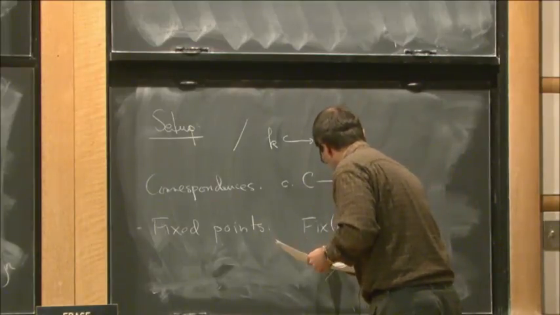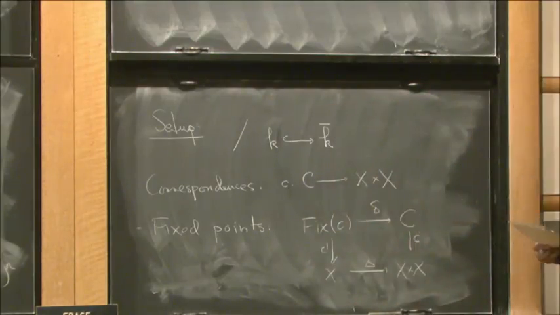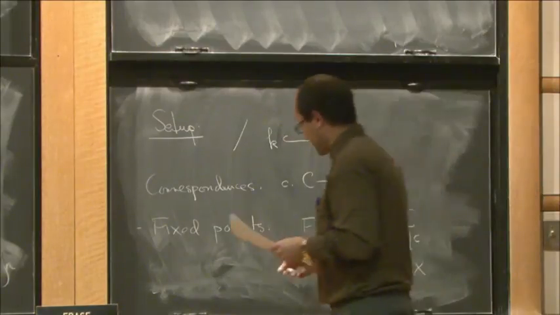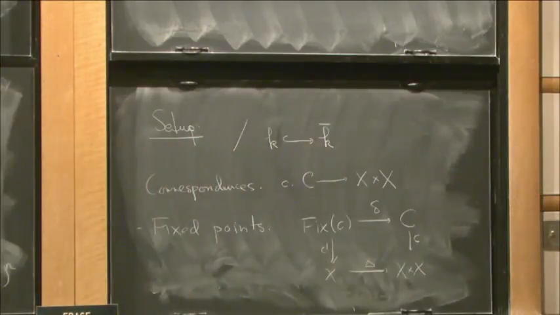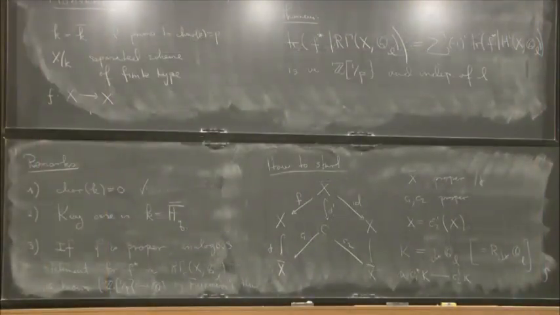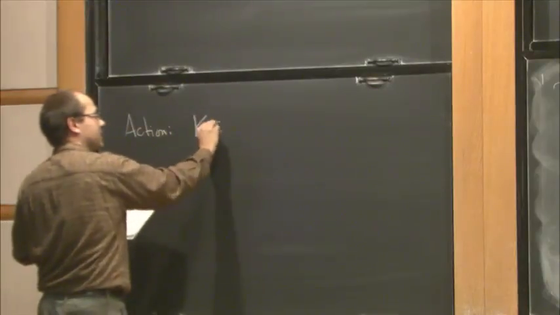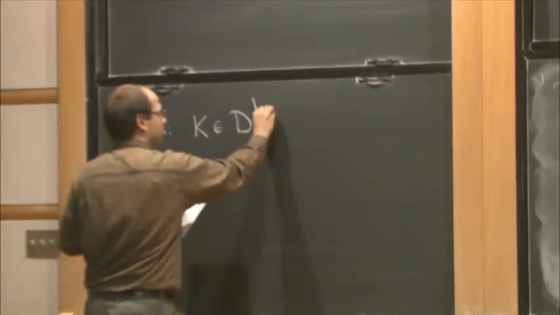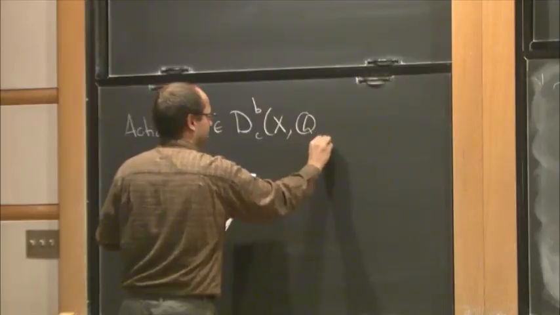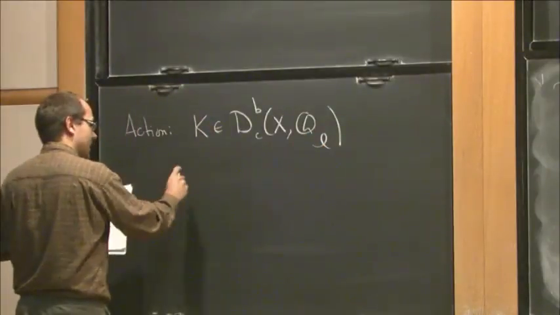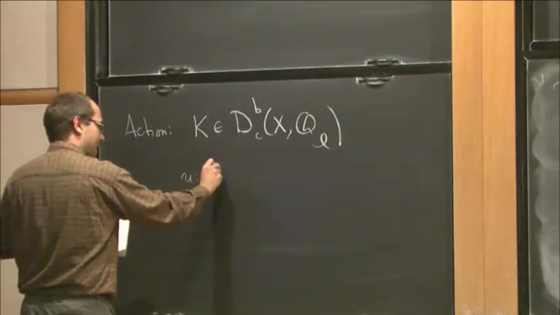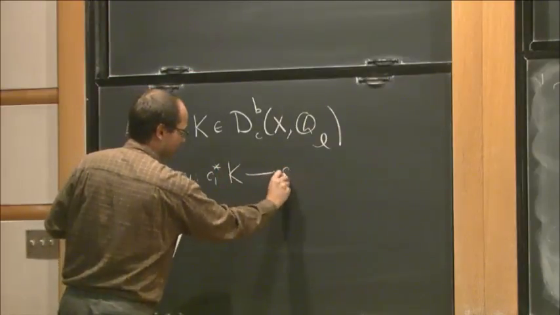This notation. So you take the fiber product with the diagonal. Can you see this board? It's OK? Yeah, OK. So then you have a notion of an action on a complex. So if I have some object, an action is just a map like this in the derived category.